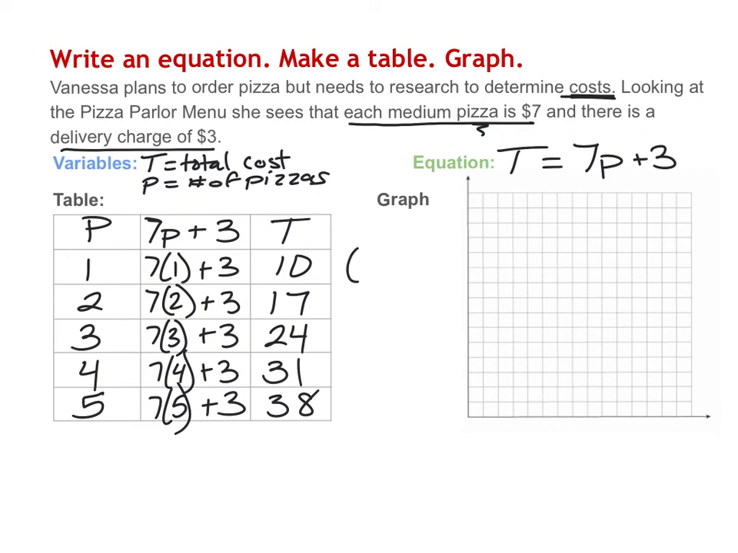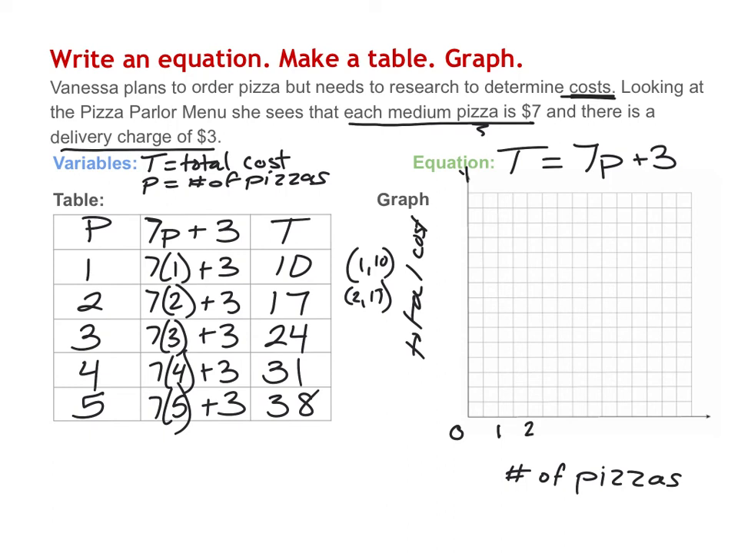So again, we get our ordered pairs from our input and our output. For our graph, I see I'm going all the way up to 38 and I only have 15 on my slots. So I know that I'm going to have to do some intervals here. My x-axis, my input, is the number of pizzas purchased. My y-axis, my output, is my total cost. So on the x-axis, each box is going to go by 1.